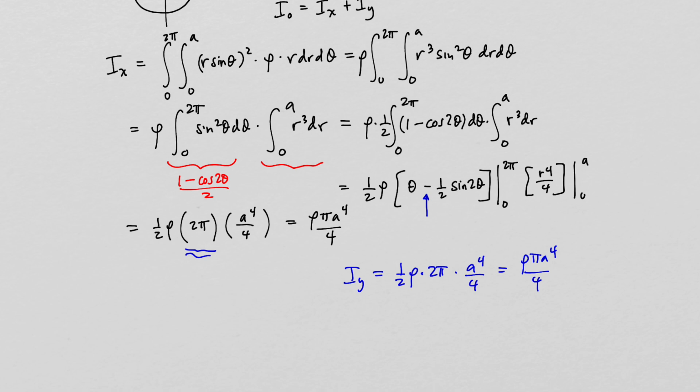So what we have is rho pi a to the fourth over 4 is the moment of inertia about the x-axis and about the y-axis, and the moment of inertia about the origin is just rho pi a to the fourth over 4 plus rho pi a to the fourth over 4, which is just rho pi a to the fourth over 2.